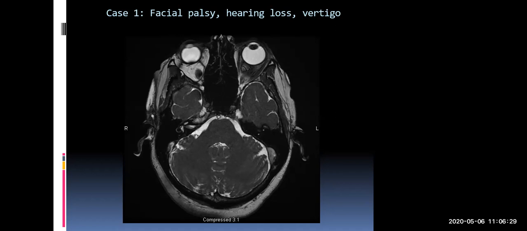So what you're looking at here is a FIESTA sequence, which is a thin slice T2 sequence. You're looking at the right internal auditory canal. You can see the nerves that are traversing there, and you can see the cochlea there, the lateral semicircular canal, there's the vestibule.